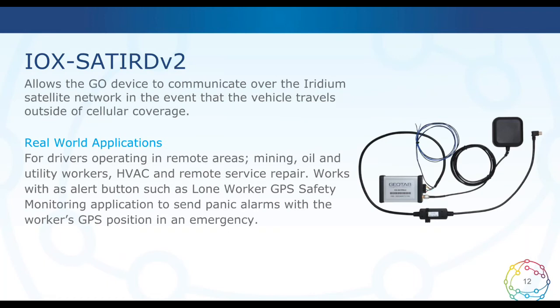One of the more rare IOXs, the IOX Sat IRD, basically allows the Go device to communicate over the Iridium satellite network, which is the world's only global coverage network. And it allows communication from the Go device in areas that are outside of cellular coverage. So it's very useful for fleets that travel out of cellular coverage very often, but need tracking and emergency capabilities for when the driver is in trouble or there are any issues.